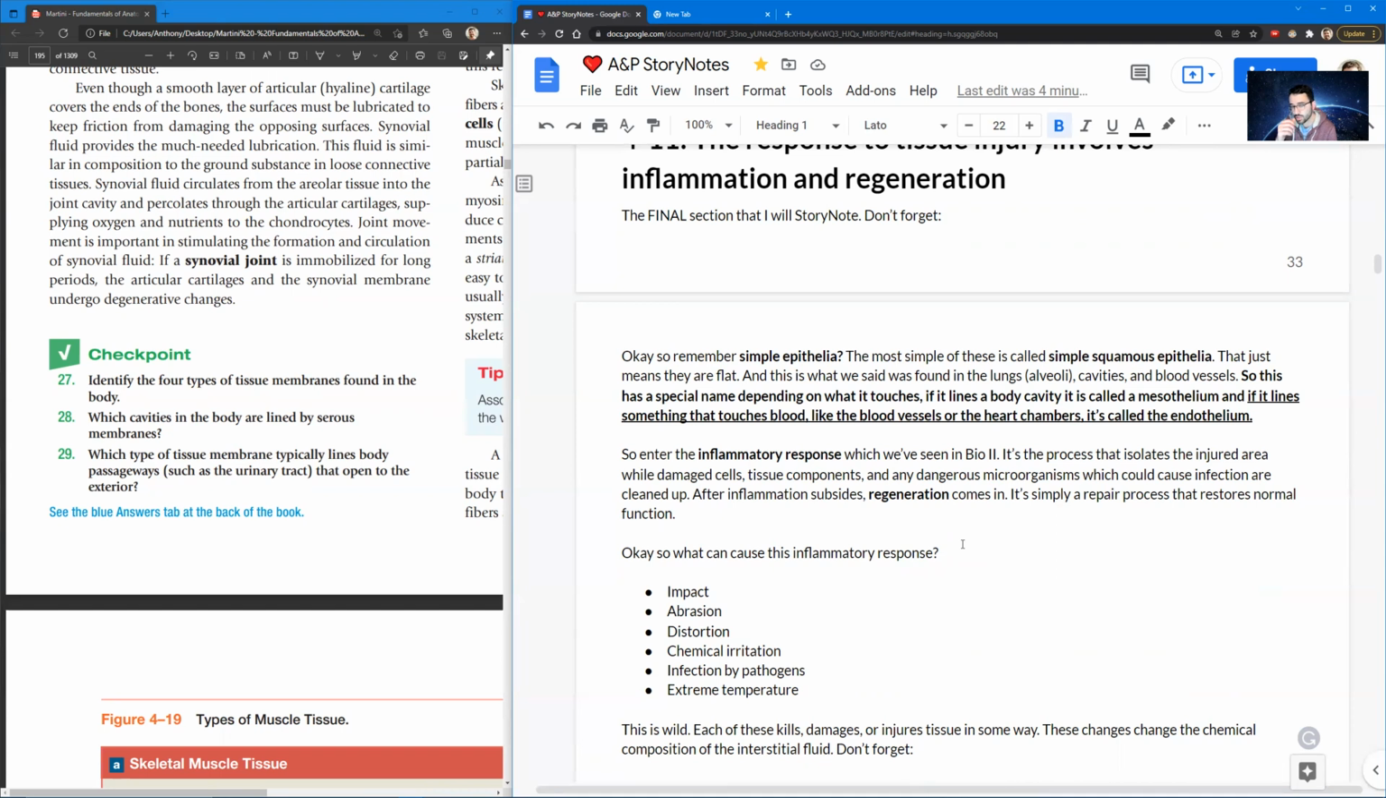Okay. So enter the inflammatory response, which is a process that isolates an injured area while damaged cells, tissue components, and any dangerous microorganisms are cleaned up. Remember, we were talking about those macrophages and those histamines. There are also cytokines involved here. After that inflammation subsides and everything rushes in and they do all this work, something called regeneration comes in, and that's simply a repair process that restores normal function.